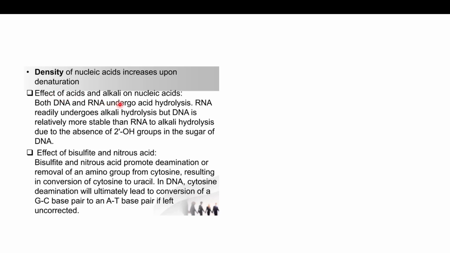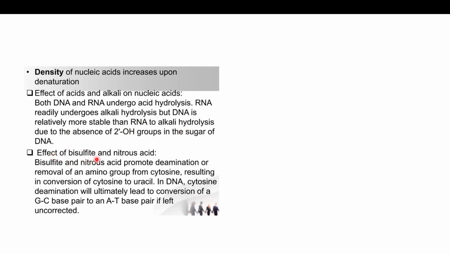Effect of acids and alkali on nucleic acids. If we talk about DNA and RNA, both can undergo acid hydrolysis as well as alkaline hydrolysis. RNA readily undergoes alkaline hydrolysis, but DNA is relatively more stable than RNA to alkaline hydrolysis due to the absence of 2' OH groups in the sugar of DNA.